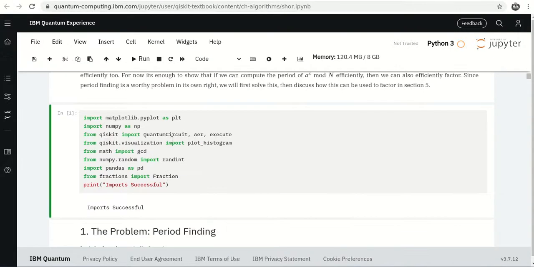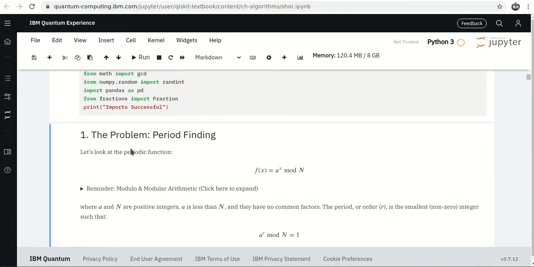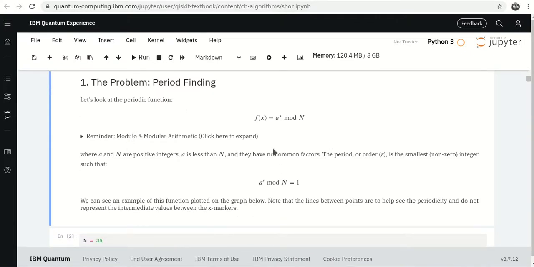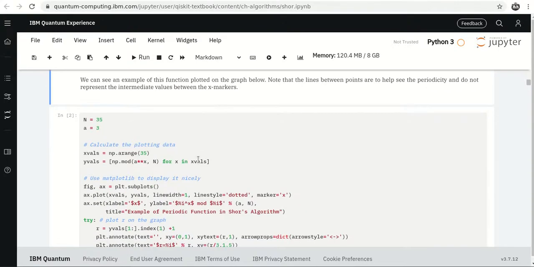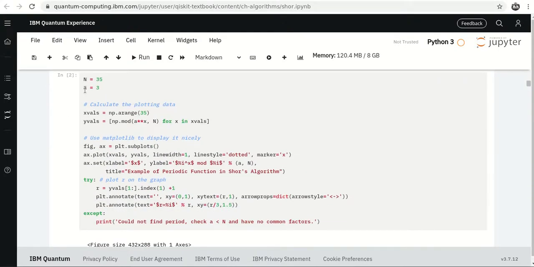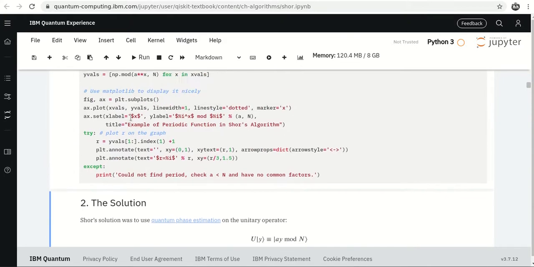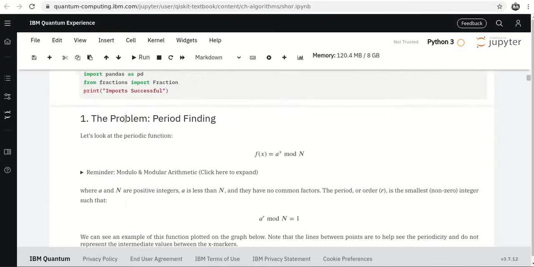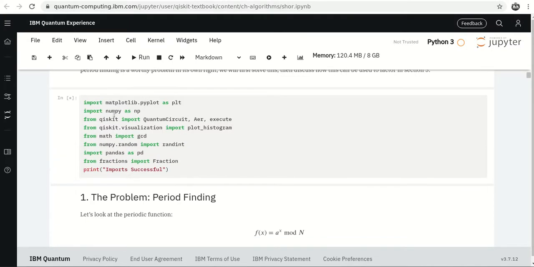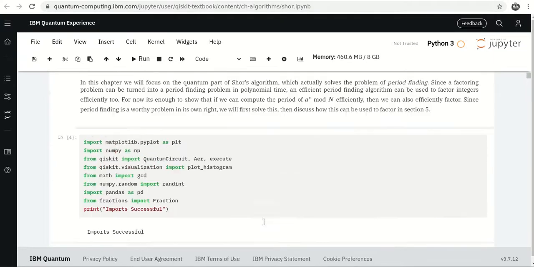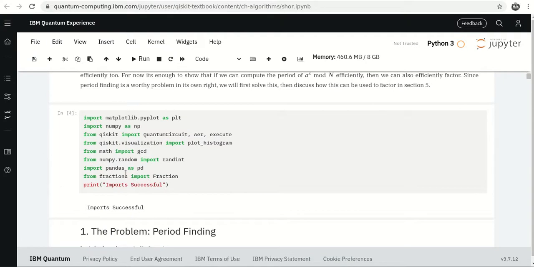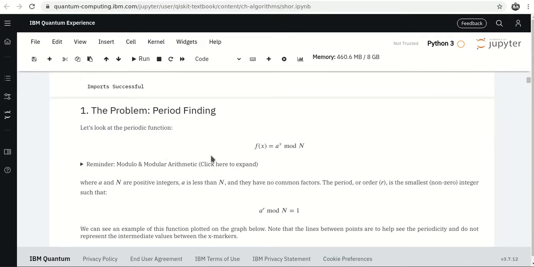So this is very easy. We just imported the code. The problem is, look at this periodic function, and I have already explained that. So n equals 35, a equals 3. Suppose we have chosen a. We imported the required functions, and we have this periodic function as explained here.